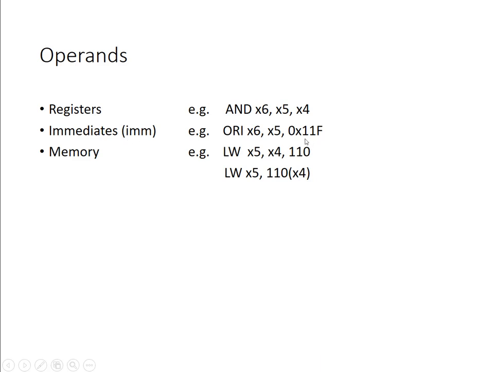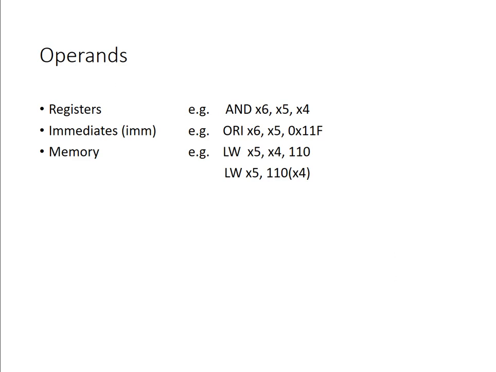In this case, we have an immediate value, 0x11F. Remember, 0x signifies we have a hex value. So this instruction has both register operands as well as an immediate operand. We can also have operands that come from memory, and we'll talk some more about this because these are an important set of instructions too. We'll use a register and an immediate value to specify an address in memory where we'll retrieve the data, in this case to put it into another register, X5.